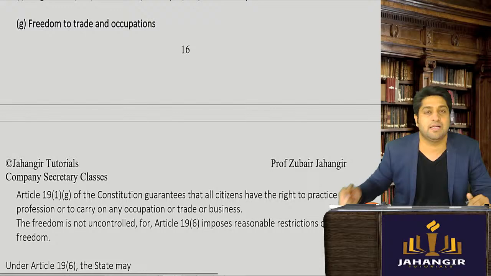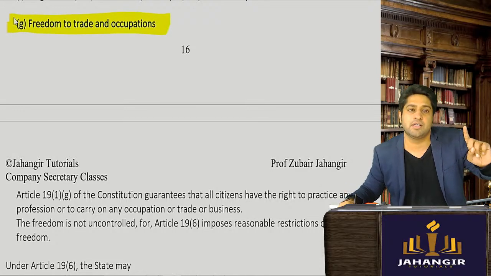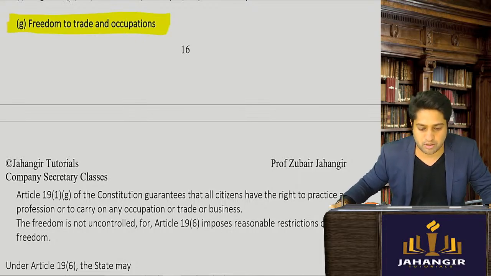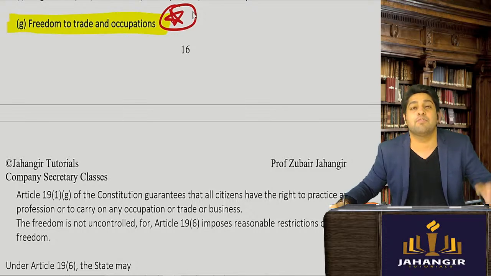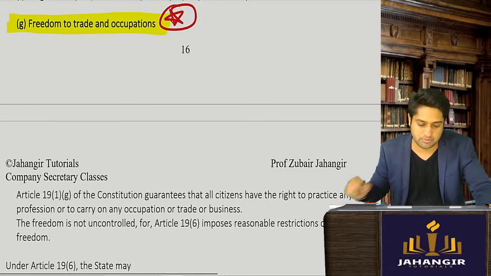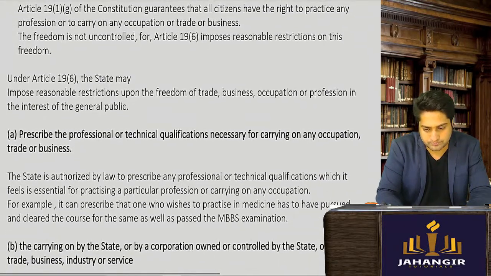Now come to Article 19(1)(g). Again, I told you Article 19(1)(a) is important and Article 19(1)(g) is important. G is important for what? Freedom of business and profession. And most case laws come from here only. Okay, and I will take you through some of the case laws.